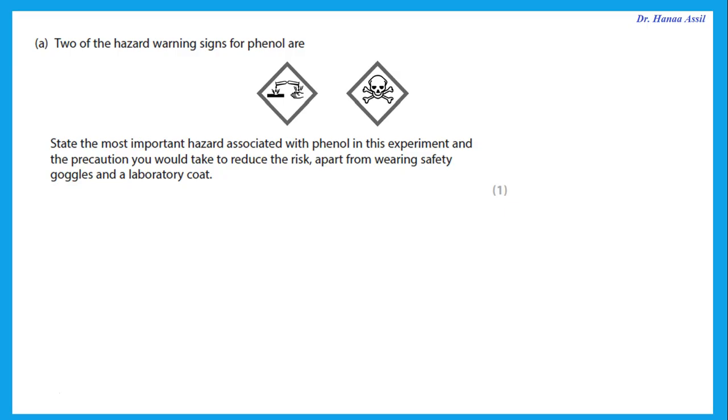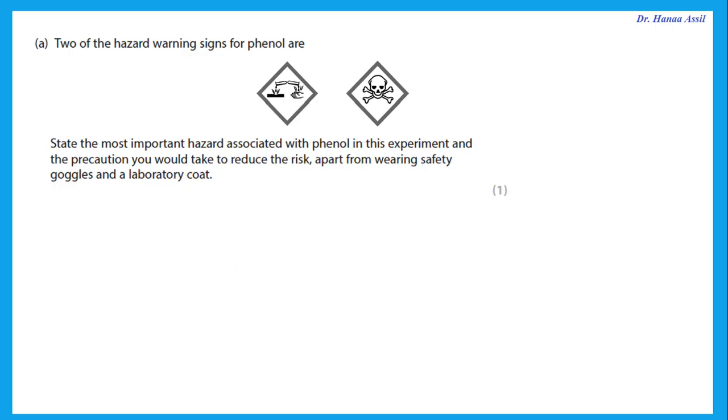And the first question is, 2 of the hazard warning signs for phenol are this. State the most important hazard associated with phenol in this experiment and the precaution you would take to reduce the risk apart from wearing safety goggles and the laboratory coat. So if we have this on phenol, and you should know that phenol is actually a liquid.